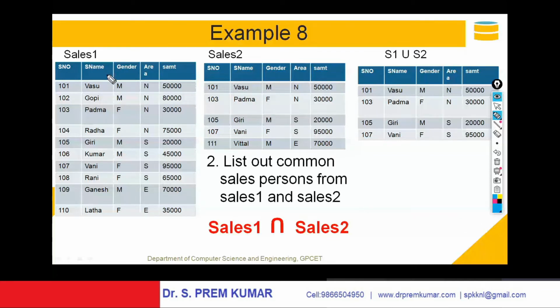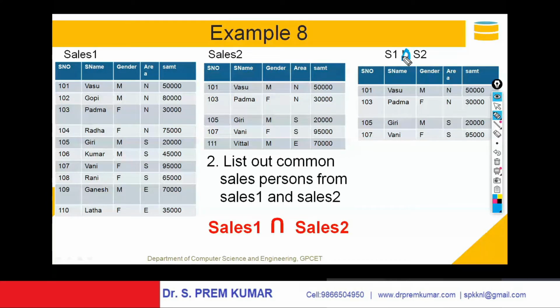The second point is that the data types, that is the attribute types, should match. The first one is a numeric column, so here also the first should be a numeric column. The second is a string column, so the second should be a string column, that is, a character column, and so on. Then only it matches, and then only you can perform the operations. This is the intersection.